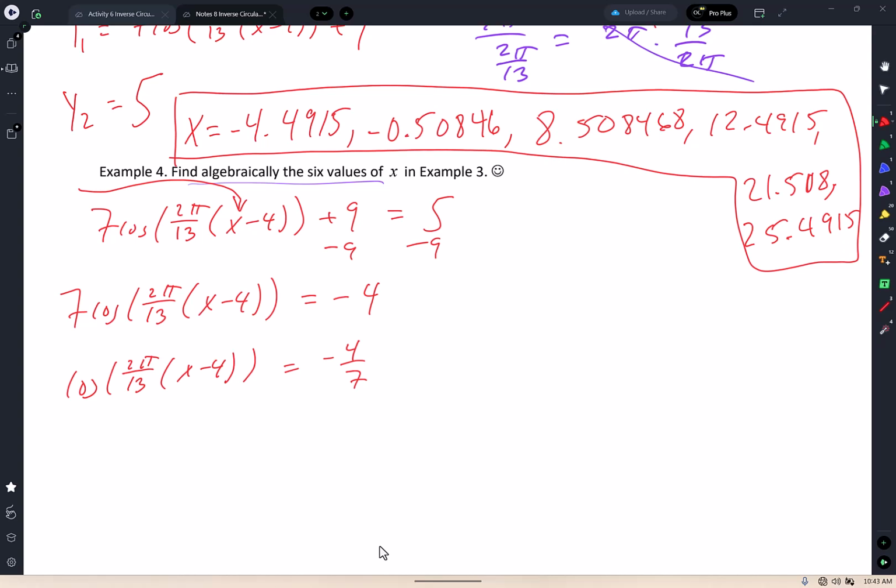Yeah, that's where we get stuck. What's my next move? What? I gotta get rid of the cosine. How do I do that? Okay. No. There's a learning point. It's okay.